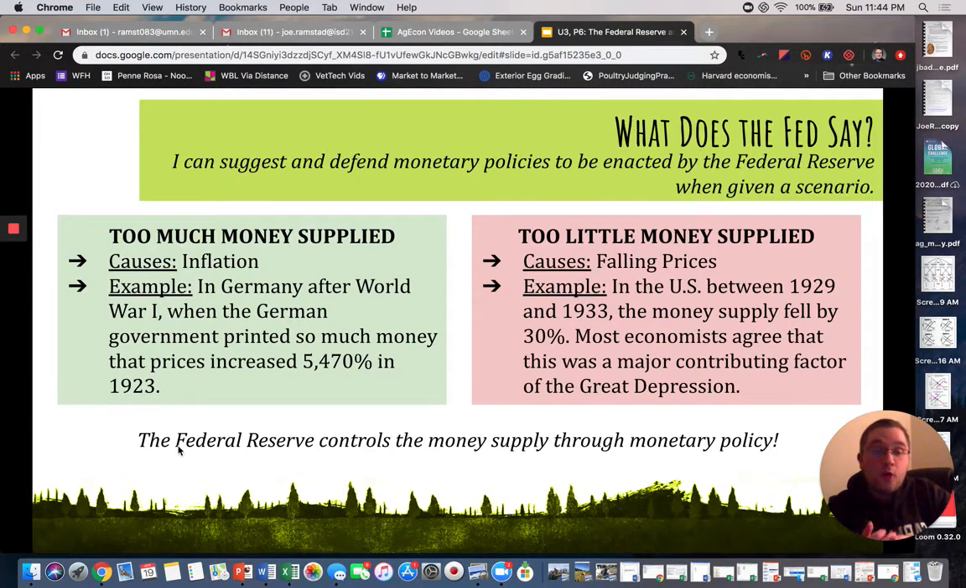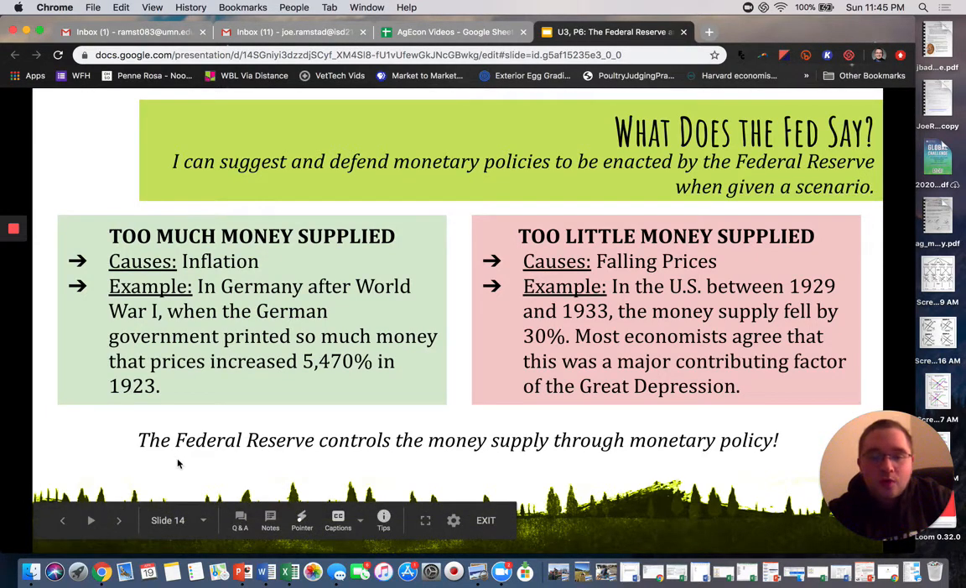So these are both very extreme situations, and in my lifetime, I've only been alive for 22 years at this point, I haven't really seen anything this drastic in terms of the national economy, but knock on wood, hopefully I don't in my lifetime. I'm sure I will, though. But the Federal Reserve controls the money supply through enacting monetary policy.